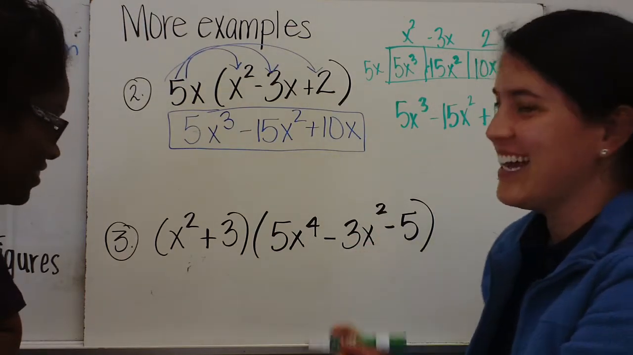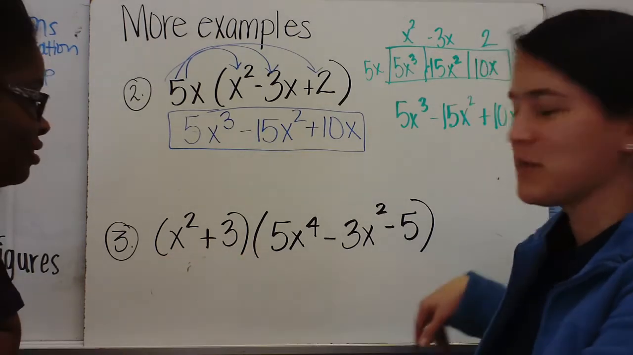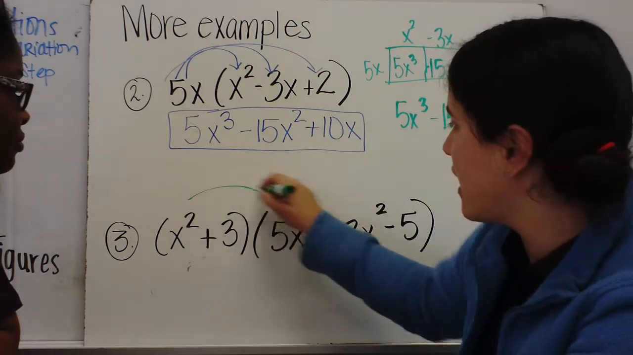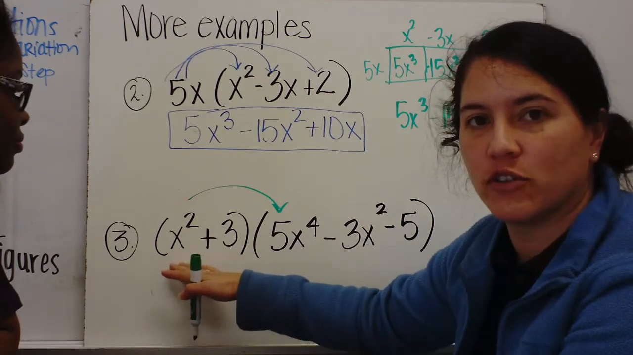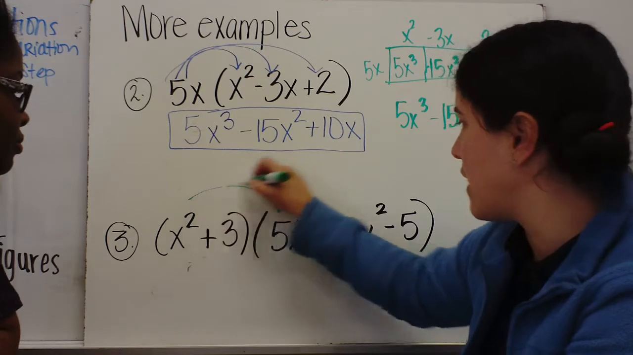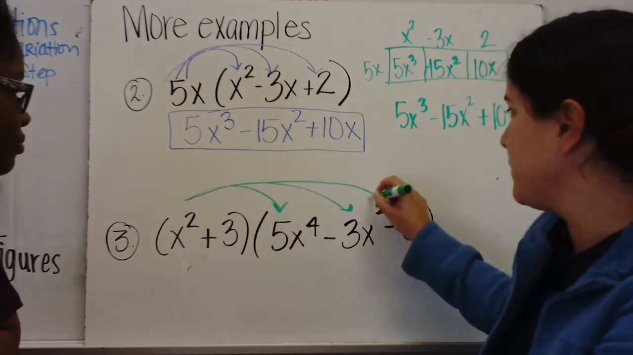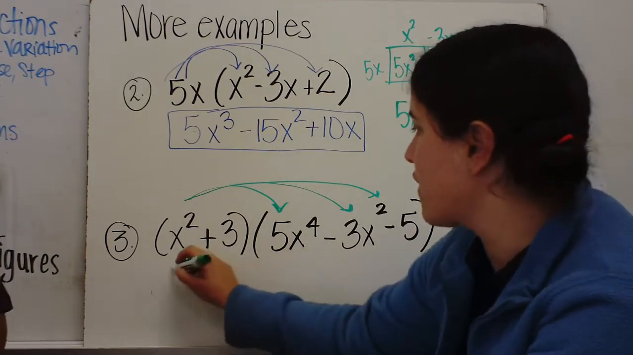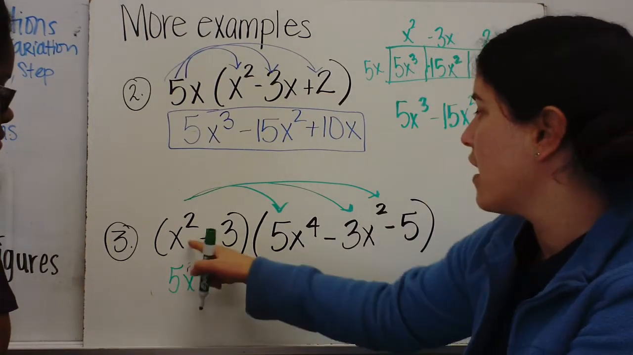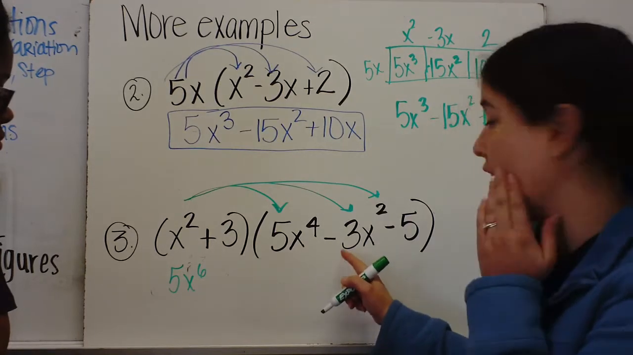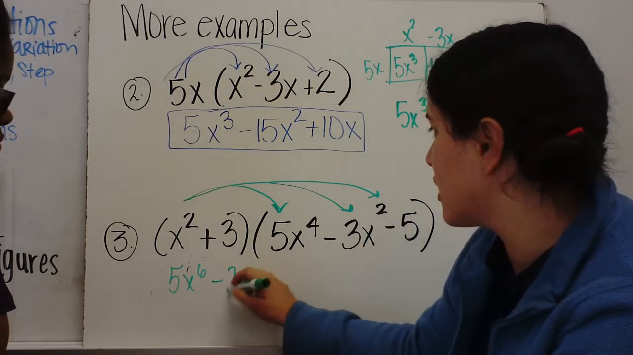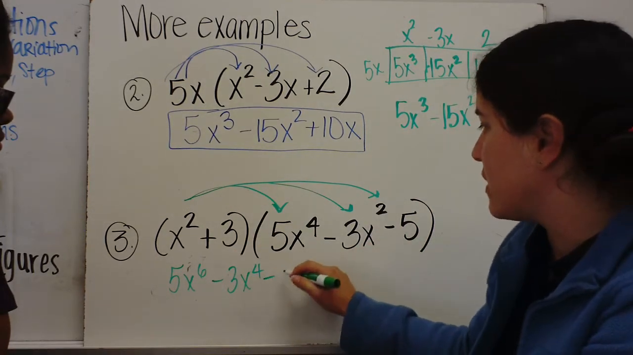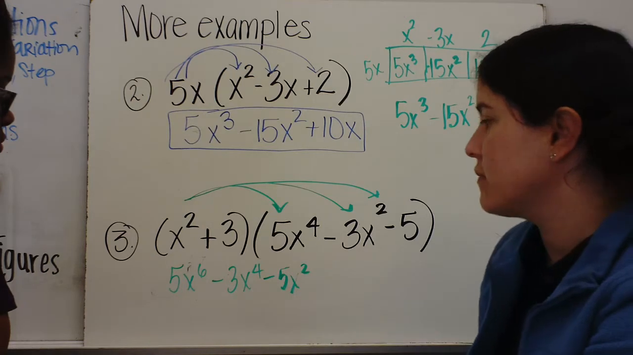Now I have erased where Miss Barnes did her work, and I'm going to show you the distributive property, the distributive method. You are going to take the first term in the first polynomial, and multiply it by the 3. X squared times 5x to the 4th is going to be 5x to the 6th. X squared times a negative 3x squared is going to be negative 3x to the 4th. And then x squared times negative 5 is going to be negative 5x squared.